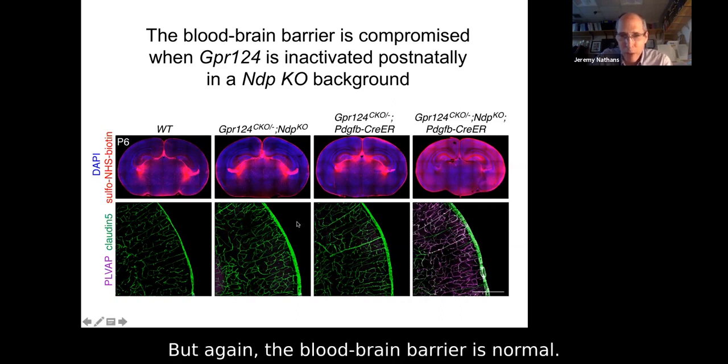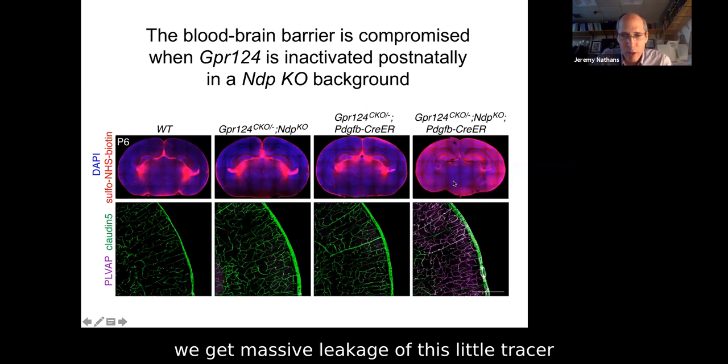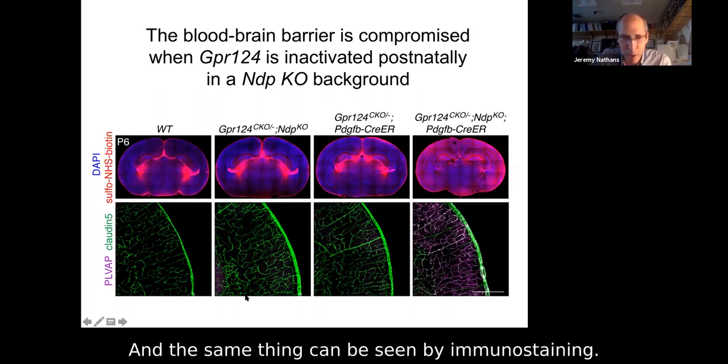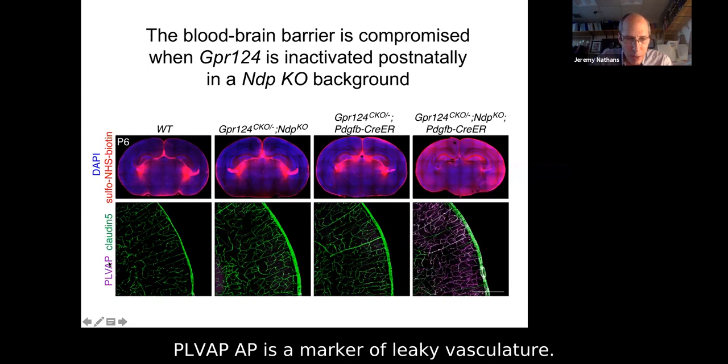But again, the blood-brain barrier is normal. But if we knock them both out simultaneously, we get massive leakage of this little tracer everywhere within the brain. And the same thing can be seen by immunostaining. So without going into all the details, Claudin-5 is a tight junction protein. PLVAP is a marker of leaky vasculature.